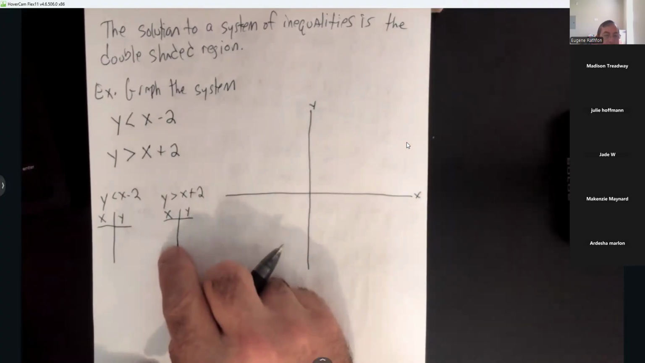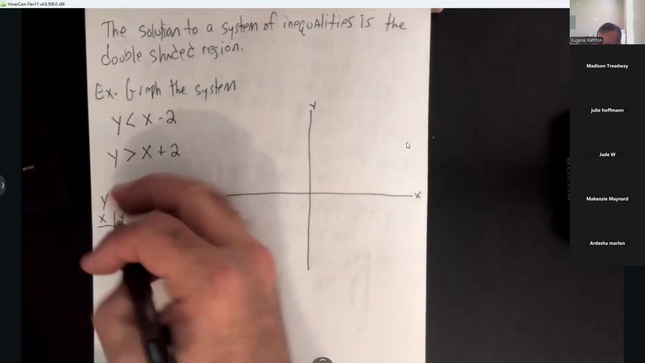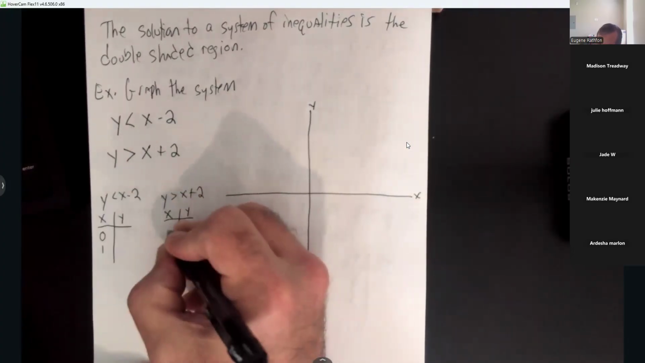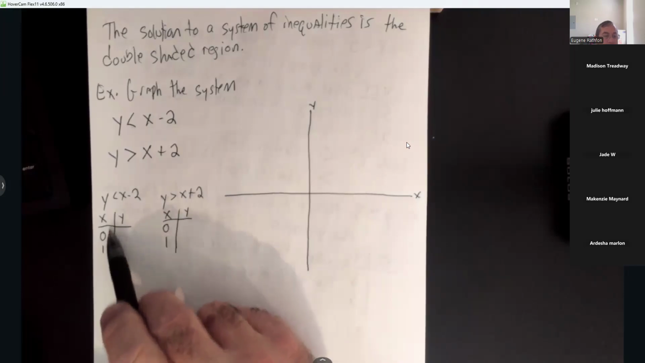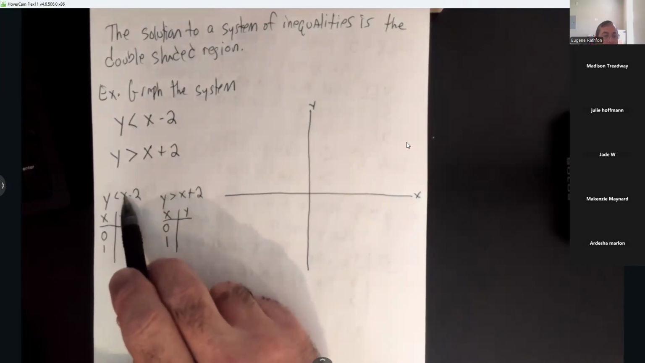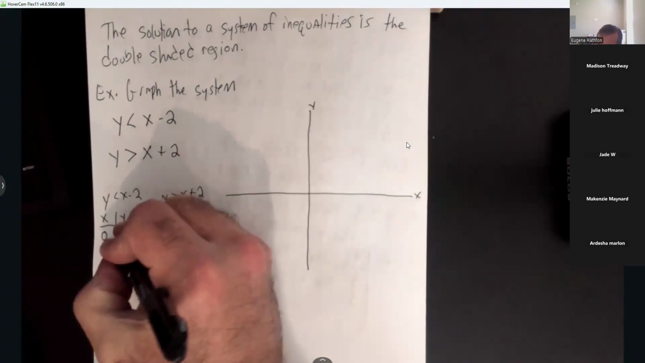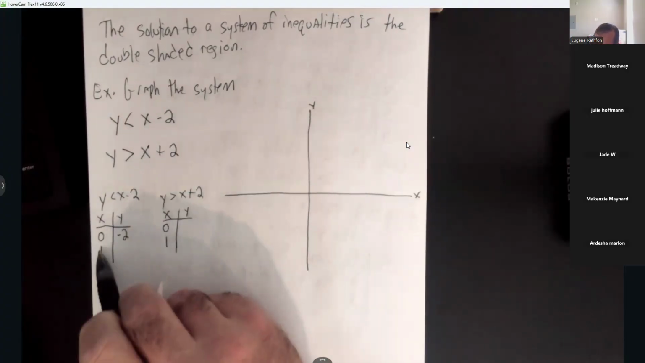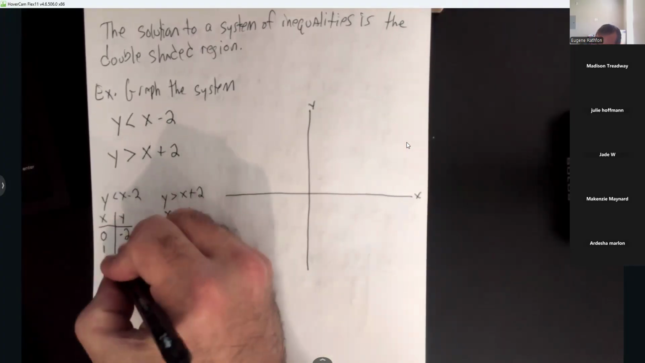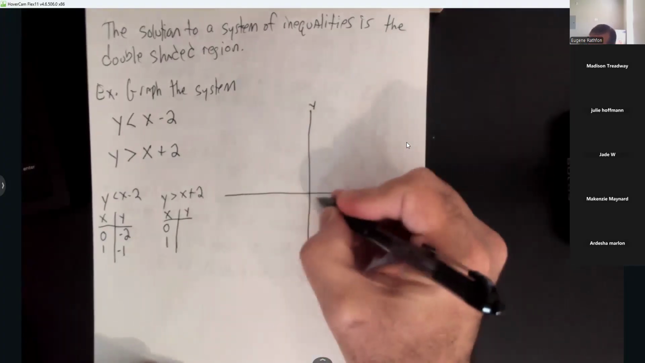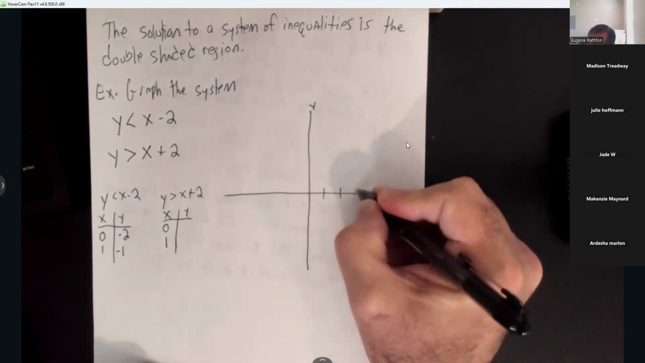And y'all, I think for both of these, I'll do the zeros and ones like y'all did. Zeros and ones are easy numbers. So if I put a zero here, 0 minus 2 gives us a negative 2. If I put a 1 here, 1 minus 2 gives us a negative 1. So I'm going to graph that first one real quick.